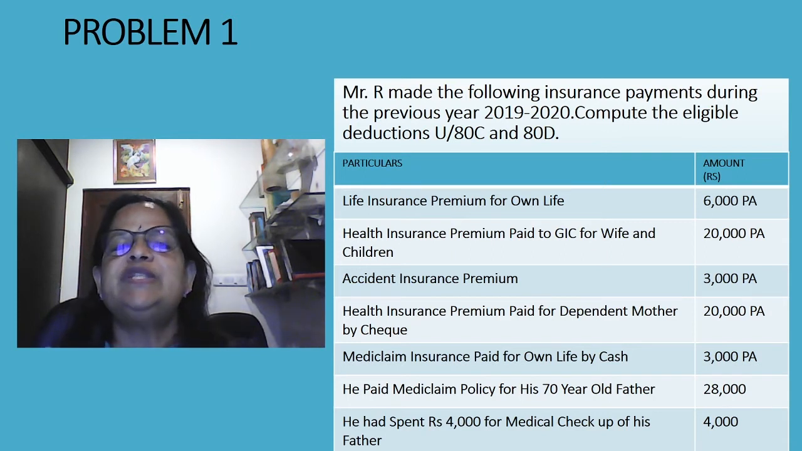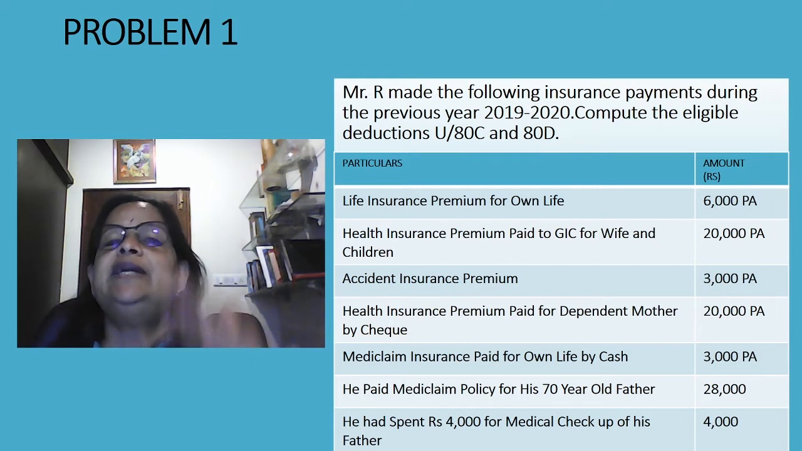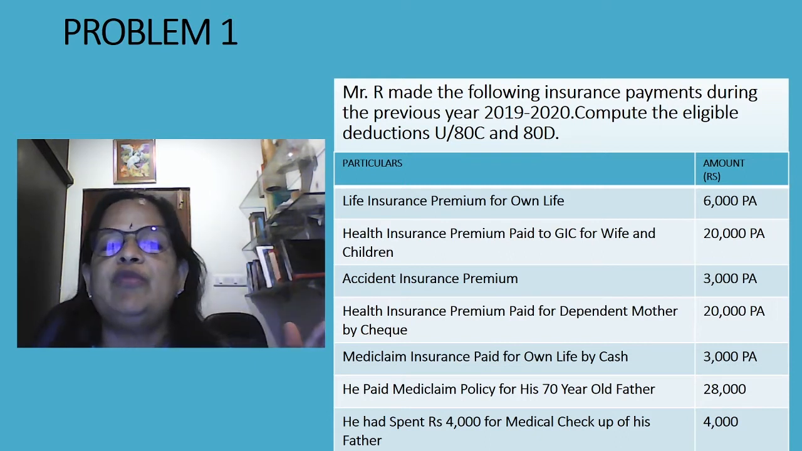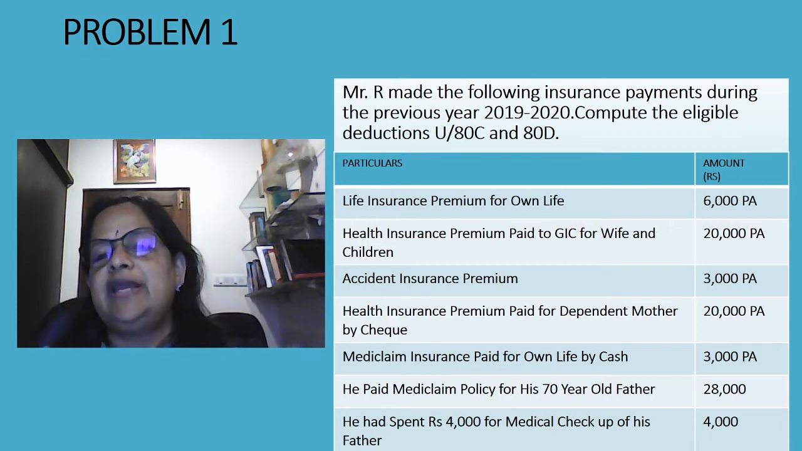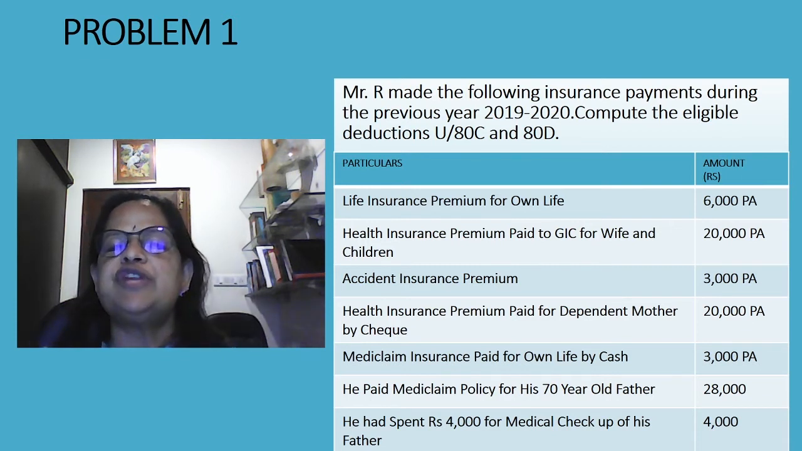First one is: Mr. R made the following insurance payments during the previous year 2019-20. Compute the eligible deductions under section 80C and 80D. So, the 80C deduction was in module 13.1. For this problem also we are including that. And 80D, I told you, health insurance is important for theory and problems. So, life insurance premium for own life is 6,000 per annum.